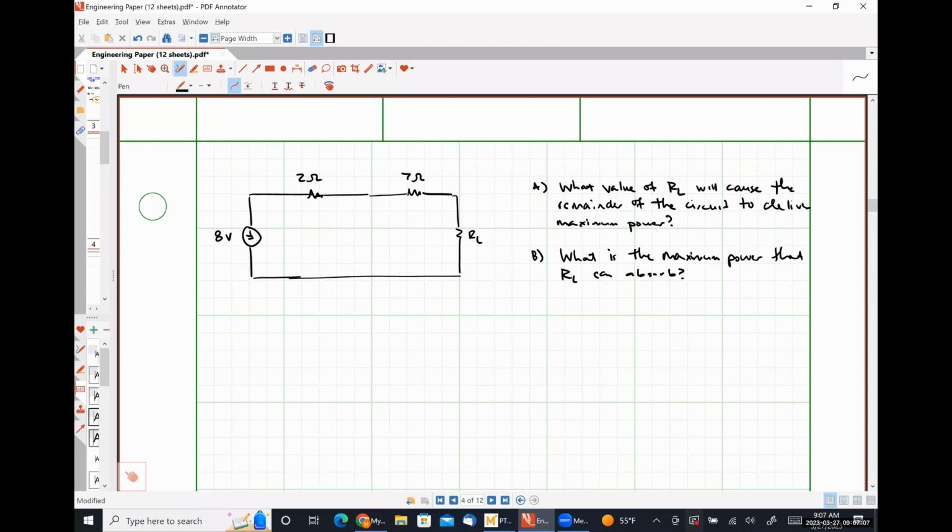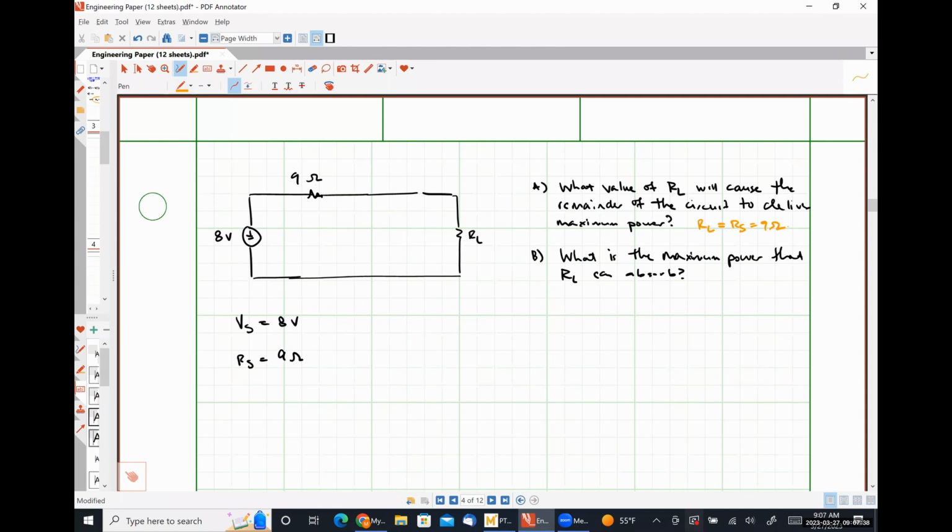What can I do now? Add 2 and 7. So make this a 9 ohm resistor, and I'm done, right? VS is 8 volts. RS is 9 ohms. So to answer part A, RL needs to equal RS, which is 9 ohms.